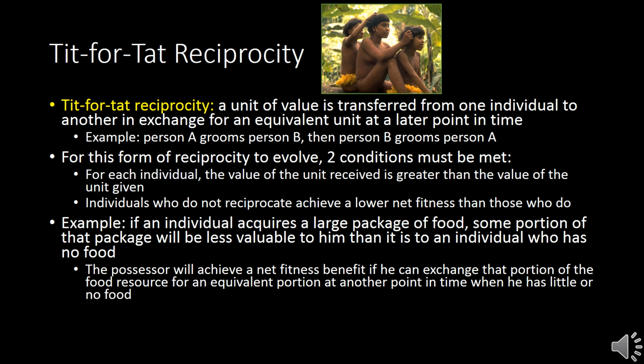For example, if an individual acquires a large package of food, a fraction of that package should be less valuable to him than it is to an individual who has no food. The possessor will achieve a net fitness benefit if he can exchange that fraction of the food resource for an equivalent fraction at another point in time when he has little or no food.